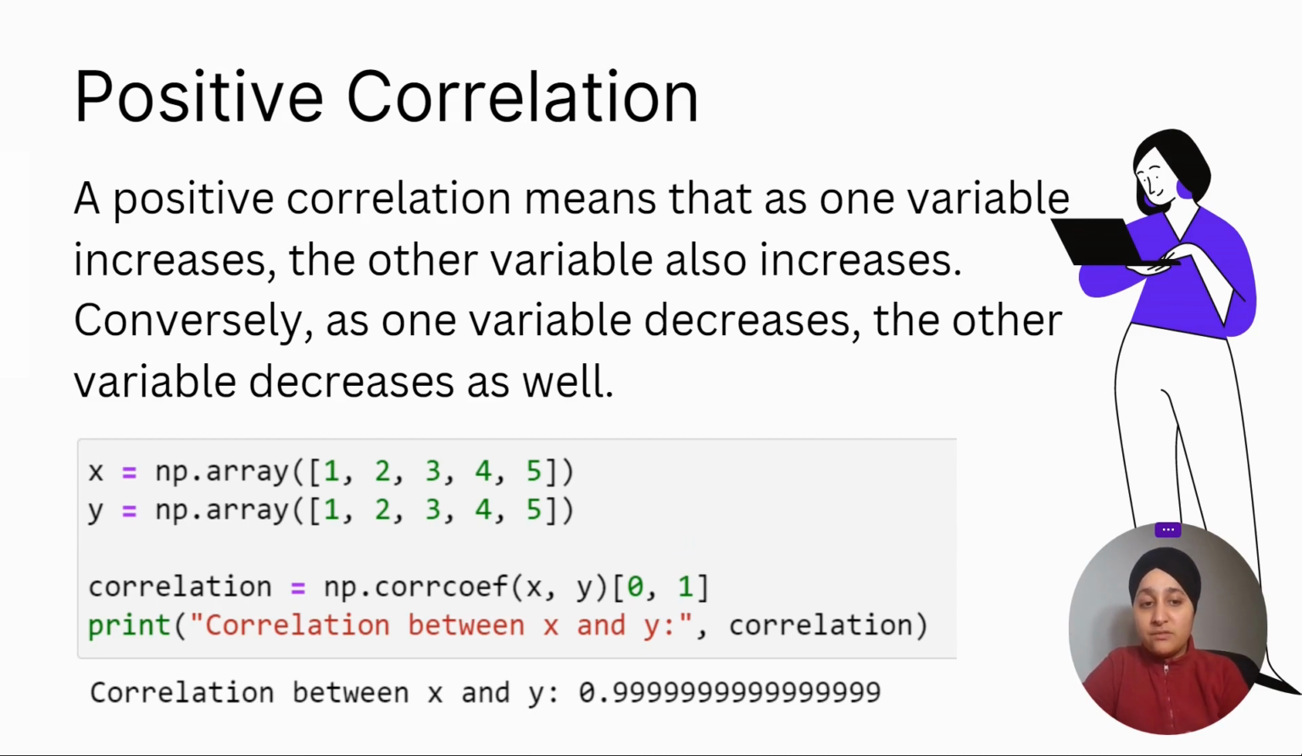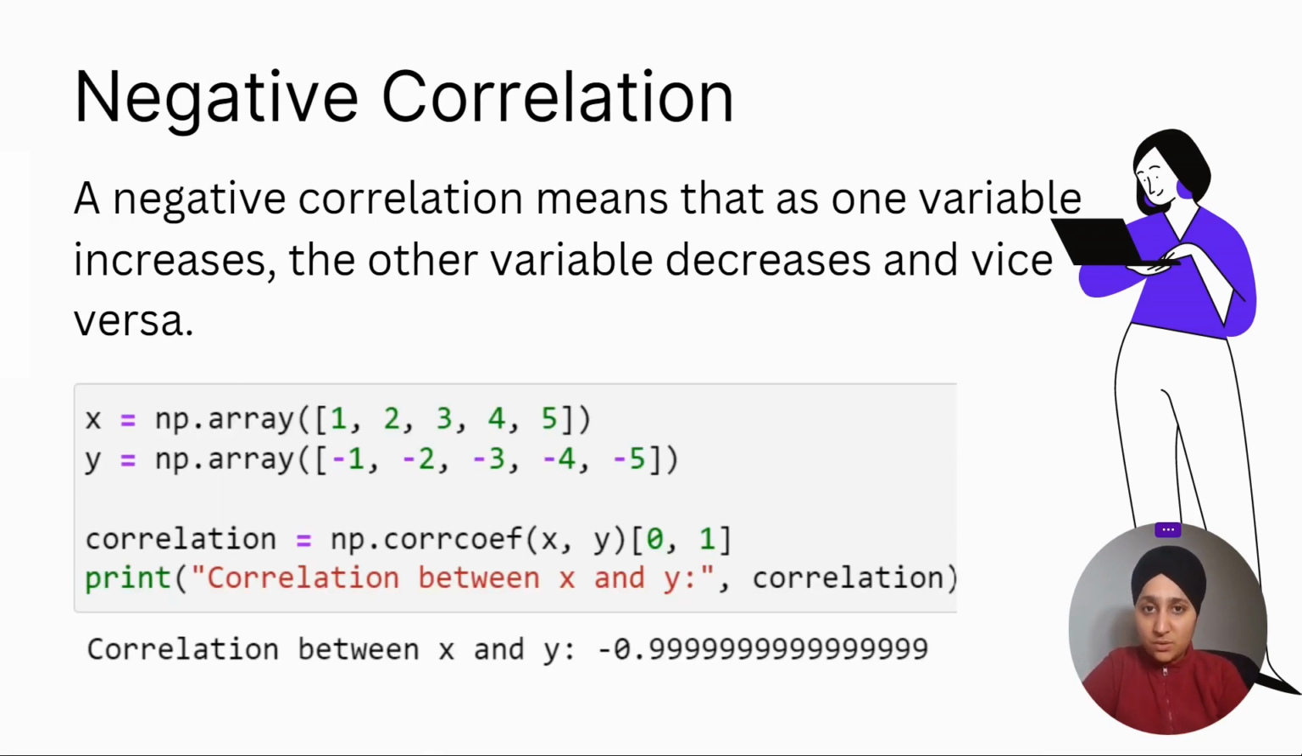Right? So here when we are printing the correlation between these two arrays x and y, it is giving me as an output 0.99999. So this is very close to 1. Means this is having positive correlation, right?